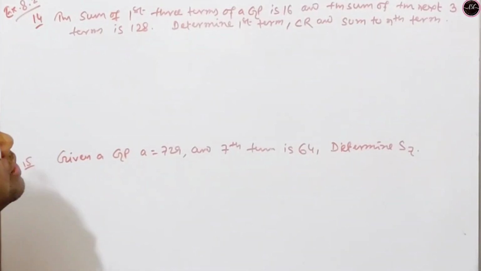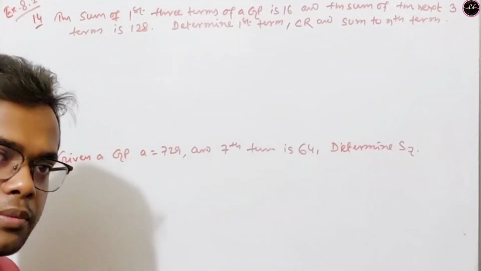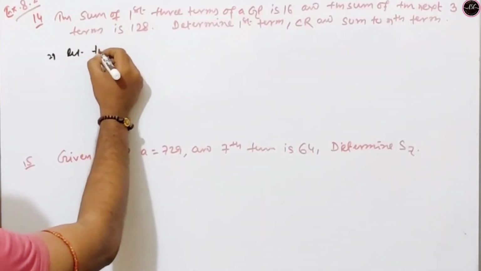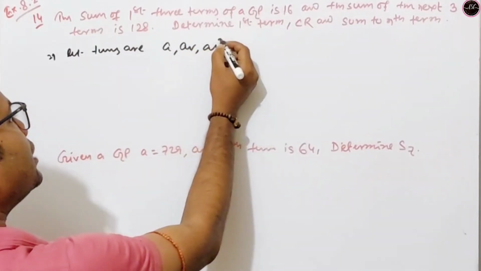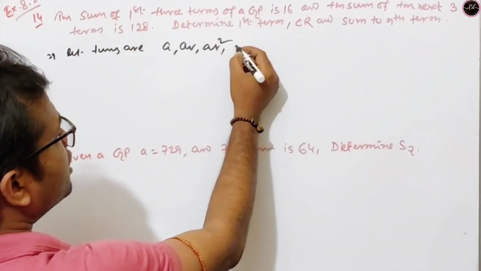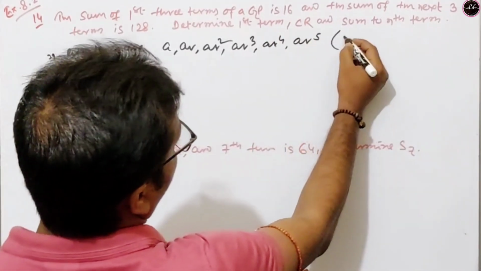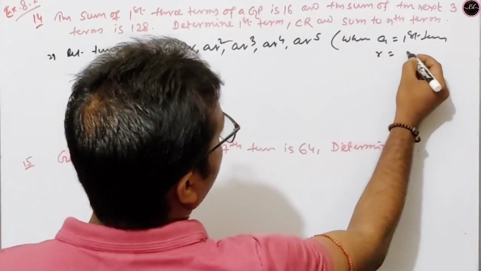Question: the sum of the first 3 terms of a GP is 16 and the sum of the next 3 terms is 120. Determine the first term, common ratio and sum to the n. So let the terms be A, AR, AR square, the first 3 terms, and the next 3 terms are AR cube, AR to the power 4, and AR to the power 5, where A equal to first term, R equal to common ratio.